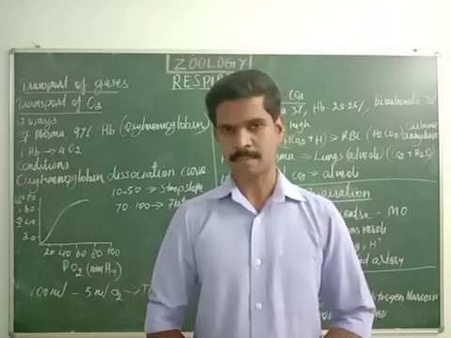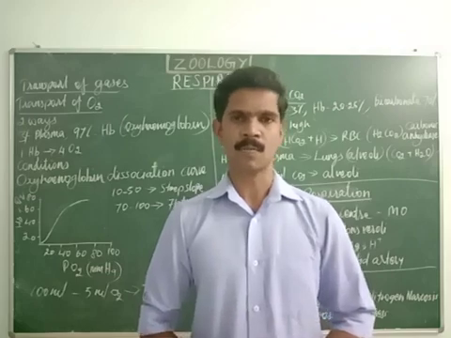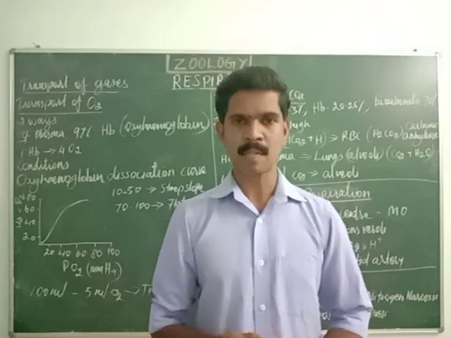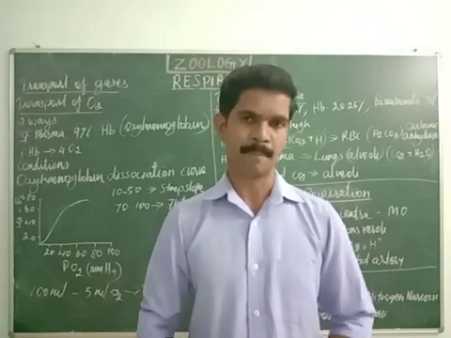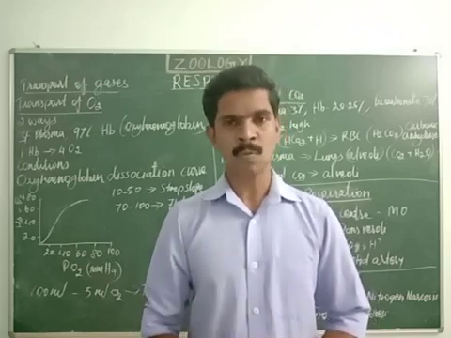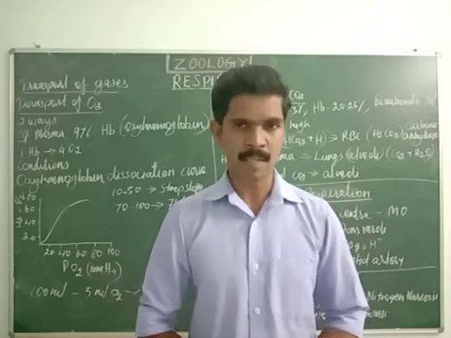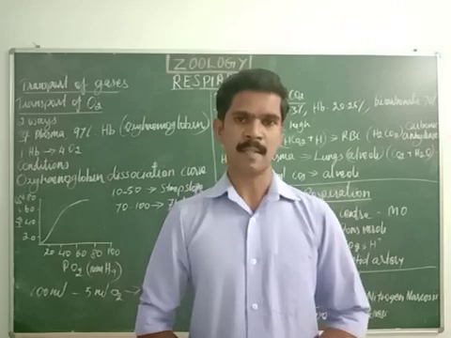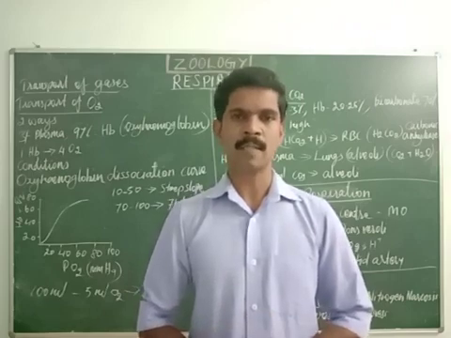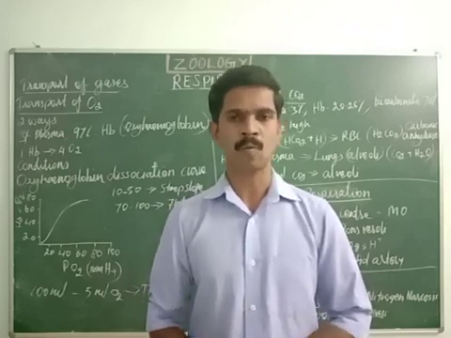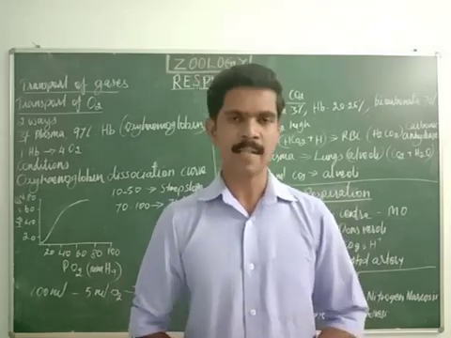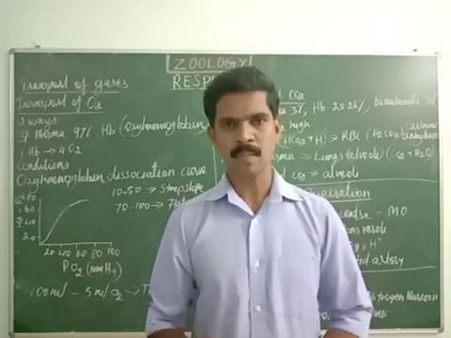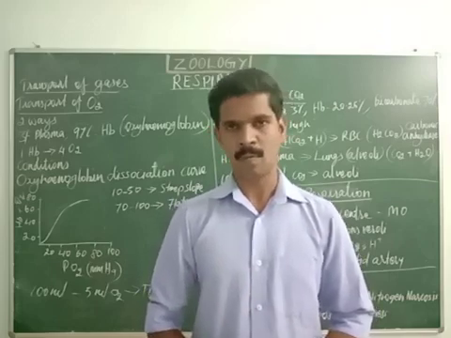Understand? But inside the tissues, the PCO2 is very high. That means the partial pressure of the carbon dioxide is very high, and the PO2, the partial pressure of the oxygen, is low. Because of this, the oxyhemoglobin is dissociated into hemoglobin and oxygen. So inside the tissues, the PCO2 is high and PO2 is low.